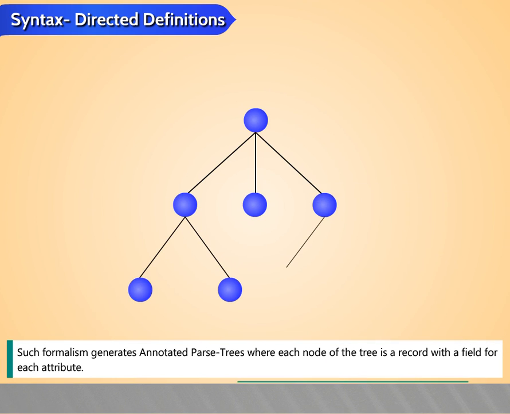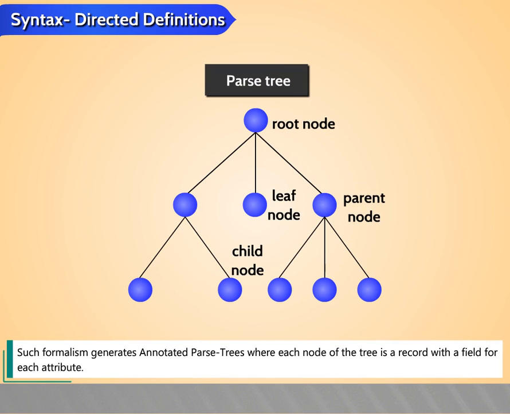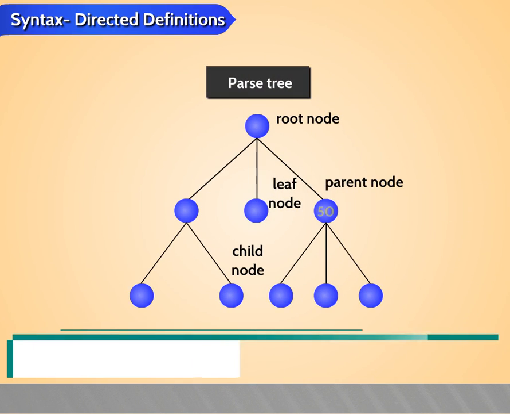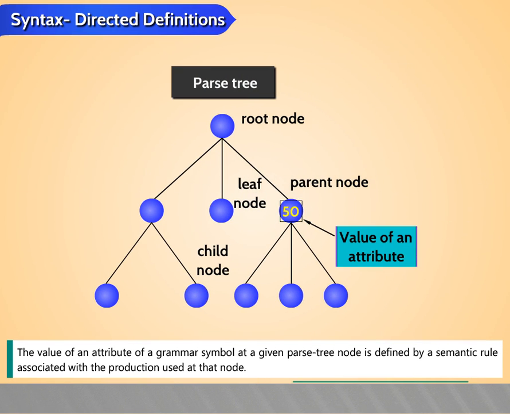Such formalism generates annotated parse trees where each node of the tree is a record with a field for each attribute. Example, X.a indicates the attribute a of the grammar symbol X. The value of an attribute of a grammar symbol at a given parse tree node is defined by a semantic rule associated with the production used at that node.